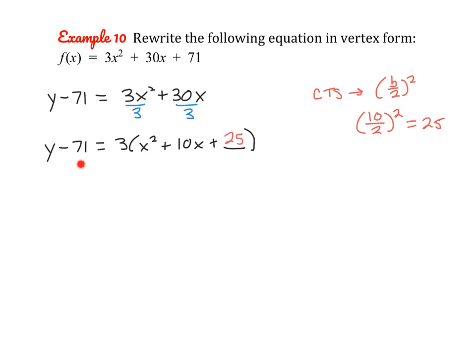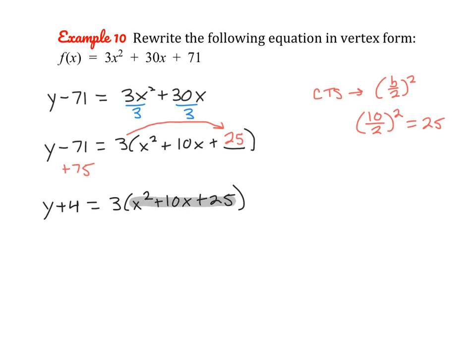Now we do need to add it to the other side, but here's the tricky step. It looks like we're adding 25, but really this 25 is being multiplied by the 3. So while it looks like we're adding 25, we're actually adding 3 times 25, which is 75. So that's what we need to be adding on both sides. You can see I added 75 on the left. And this gives us y plus 4 equals 3 times x squared plus 10x plus 25.